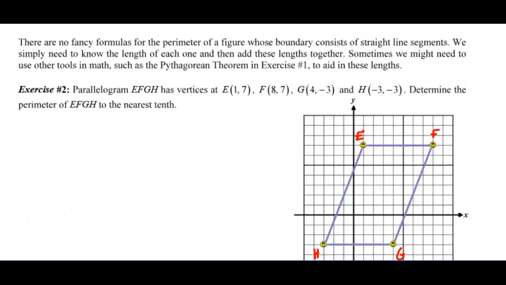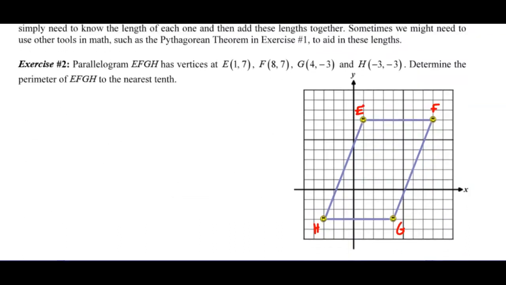So exercise 2, parallelogram EFGH has vertices as listed, so you should draw them on your grid the same way I have them on mine. And we want the perimeter of EFGH to the nearest tenth. Well, these horizontal segments on the grid are easy to do. They're just 7 units each. You can just count them. So all I need to do is figure out one of these sloped segments, and then I'll be able to double that, and I'll have my perimeter.